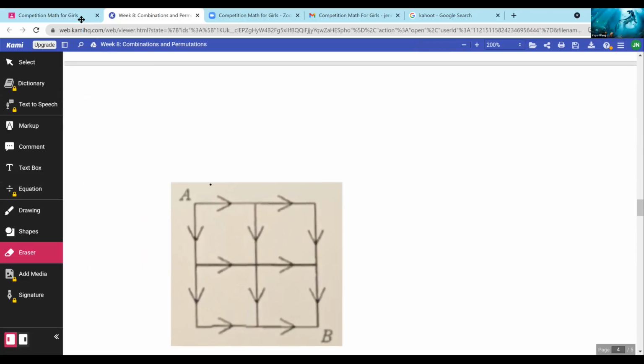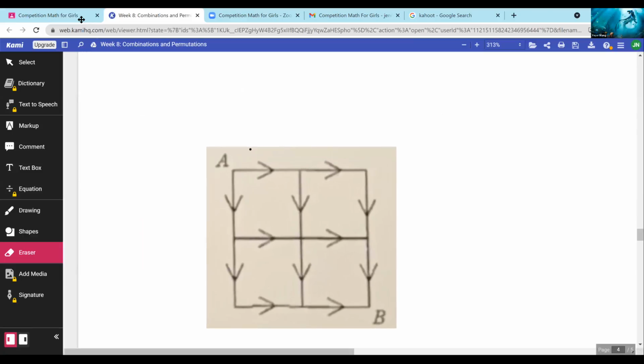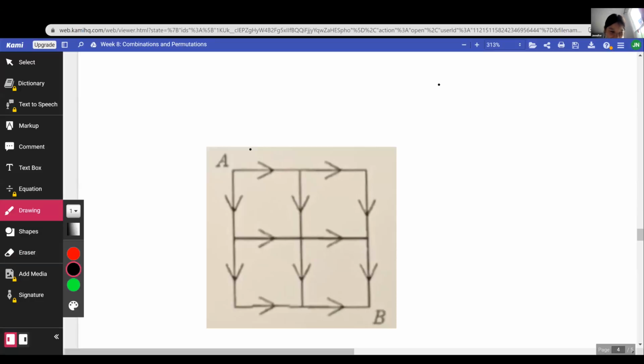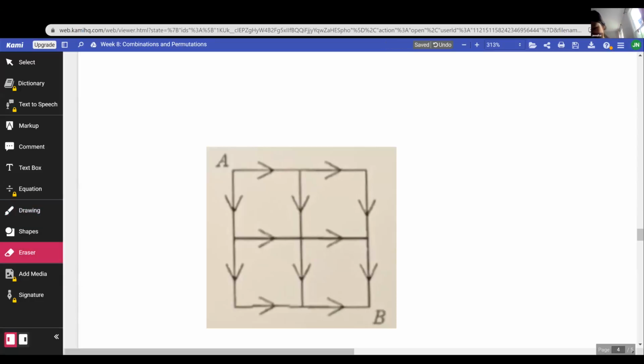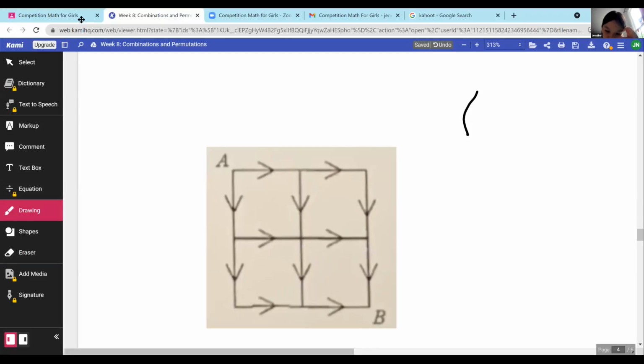How does this go with the groupings? It's not really grouping, but it's just counting in general. But you could think of it in terms of grouping, in terms of combinations.